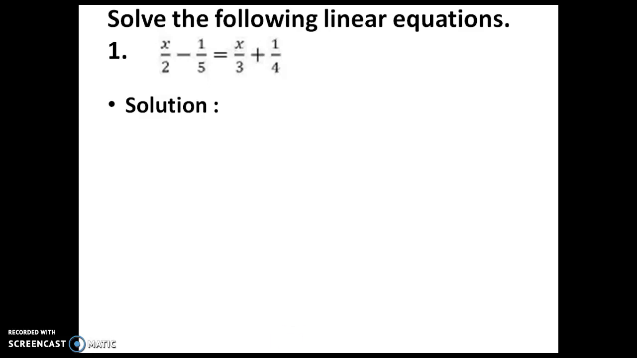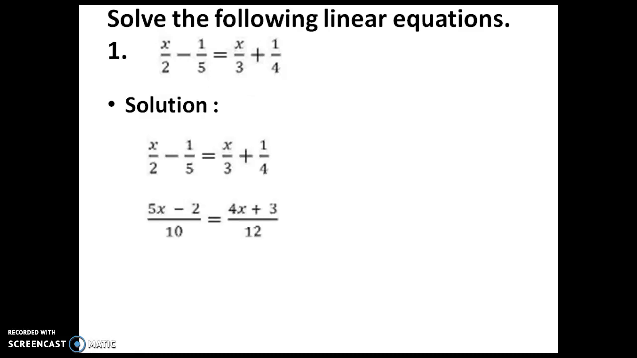In this question we can see that they are having fractions. This is not the simpler form, so we have to reduce it. If it is in fractions, what should we do initially? We have to take LCM. These two fractions are not having the same denominator, so we have to take LCM. 2 and 5 don't have any other common factor, so we can straight away multiply these two.